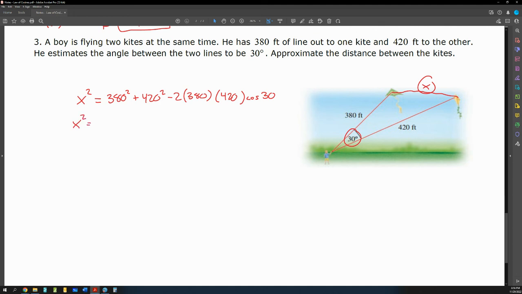So we have x squared is equal to 380 squared is 14,440. Oh, I'm sorry, 144,400. I missed a 4 there. 420 squared is 176,400. 2 times 380 times 420 is 319,200 cosine of 30. Okay. We can go ahead and plug this quantity into our calculator here.